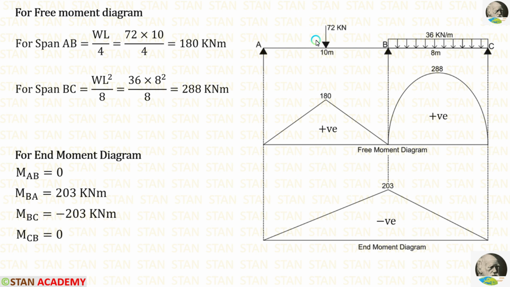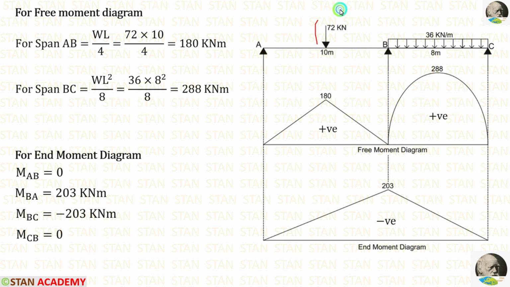In a simply supported beam, if the point load is acting on the center, the formula for maximum bending moment on the center is WL upon 4. Here W is 72, L is 10. We can apply in the formula, finally getting 180 kN meter. In the simply supported beam, if the UDL is acting for the full span, the formula for bending moment is WL square upon 8. Here W is 36, L is 8. We can apply in the formula, finally getting 288 kN meter.